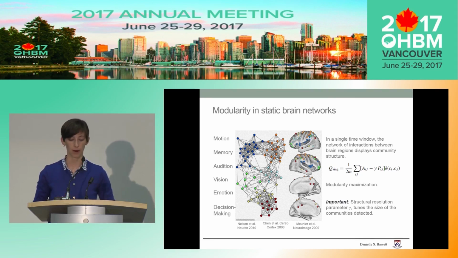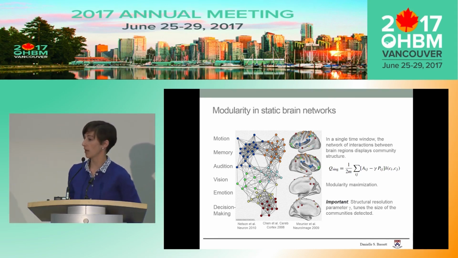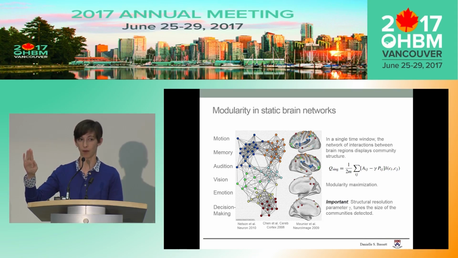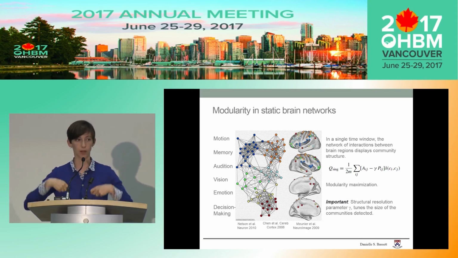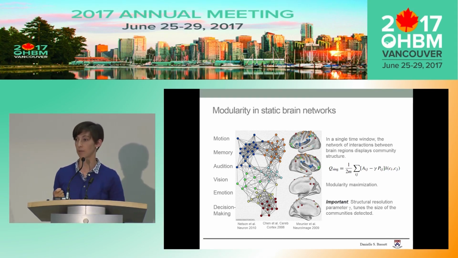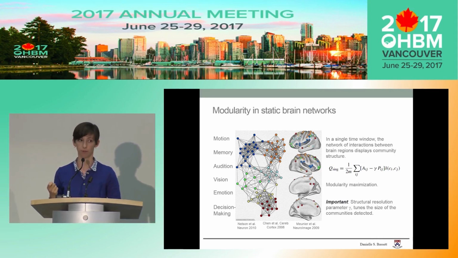The important parameter I wanted to also point out in here is that little gamma that's out in front of P. So that is a tunable parameter that sits outside of the null model and enables you to tune the size of the communities that you detect. So if you just pull down modularity maximization from a website, it will probably have a gamma of 1, which is sort of the default that's often present in these algorithms.